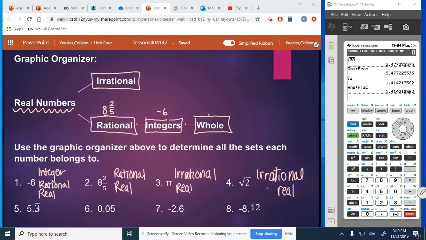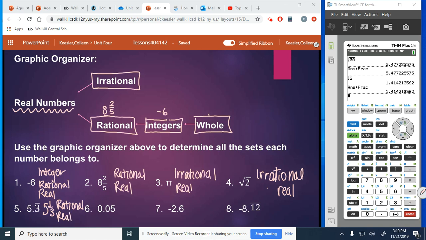Okay, then underneath we have 5.3 repeating. Now, 5.3 repeating is a number that can be turned into a fraction, and hopefully you all know that 0.3 repeating is a third. So since it's 5 and a third, it is rational and real. And you should know that anything that is repeating can be expressed as a fraction.